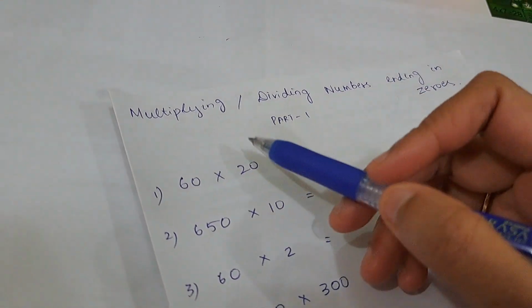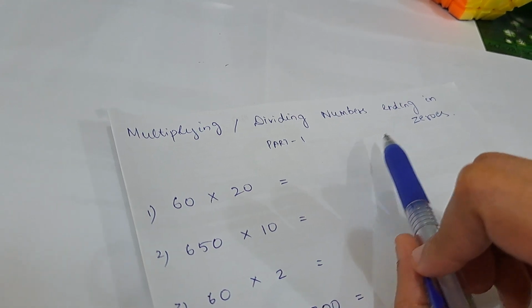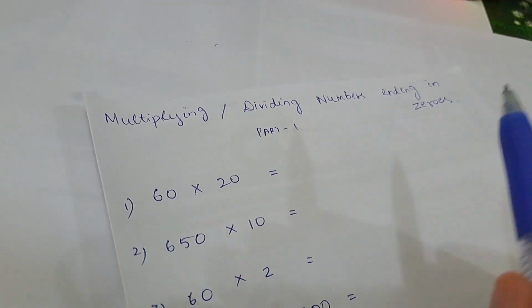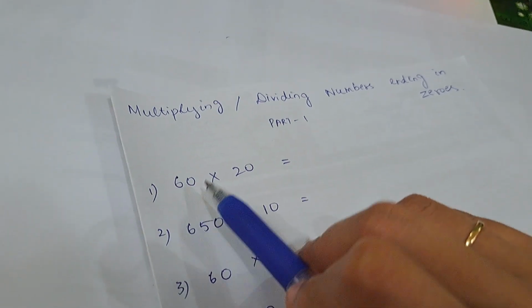Let's jump in. Today we'll be seeing multiplying or dividing numbers ending in zeros. So let's go to the first question.